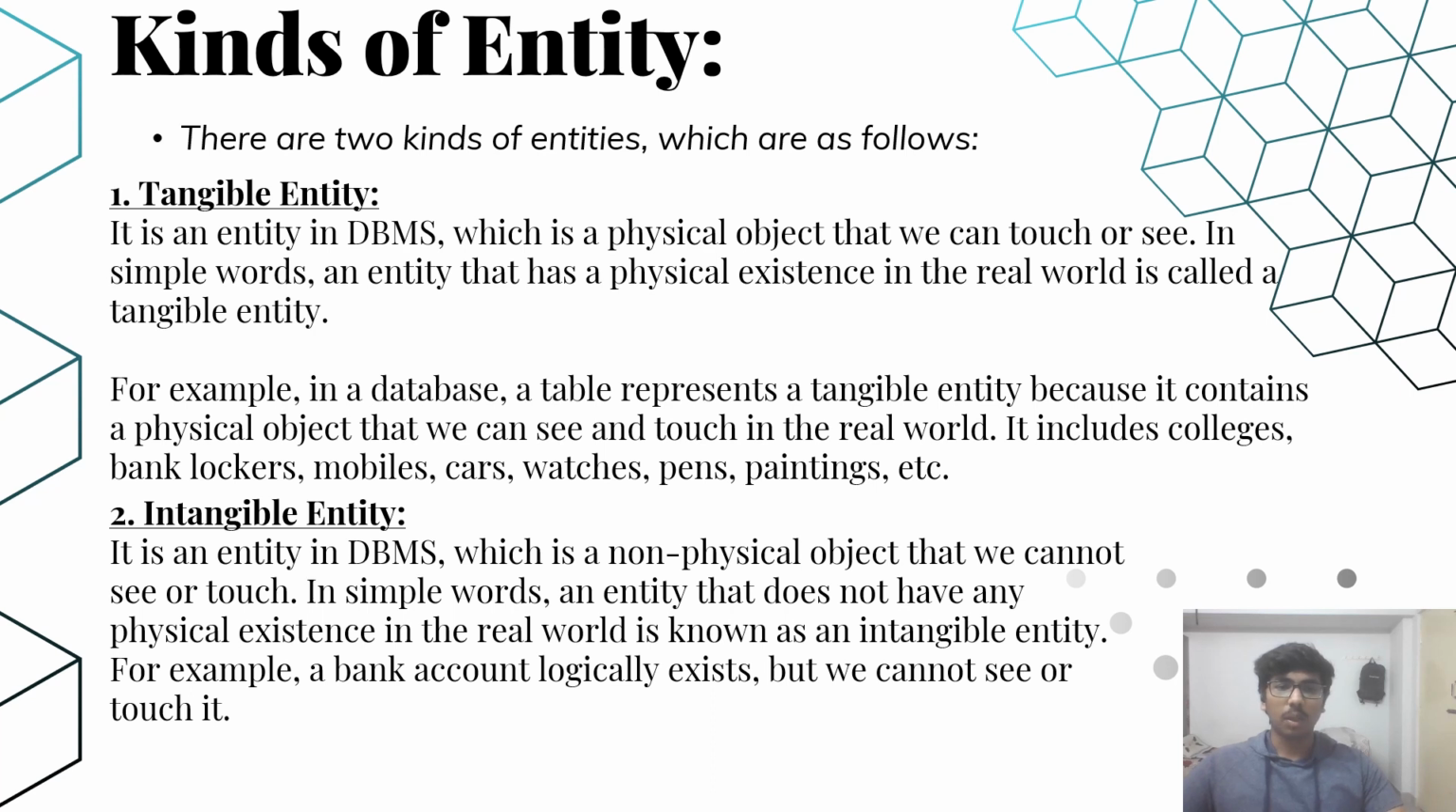Intangible entity. It is a non-physical object that we cannot touch or see. In simple words, an entity that does not have any physical existence in real world is known as intangible entity. For example, a bank account logically exists, but we cannot see or touch it.